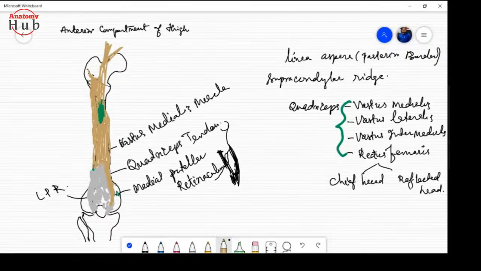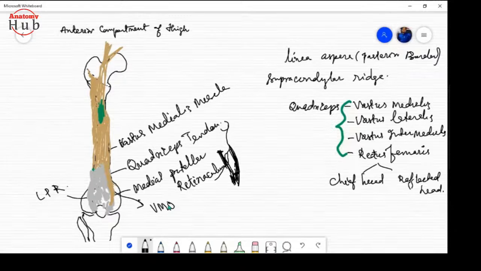Now this muscle will be known as your vastus medialis obliquus muscle, VMO muscle. And this VMO muscle is very much important. Who can say what is the main function of this vastus medialis obliquus? So this VMO, or vastus medialis obliquus, is actually a very important muscle.